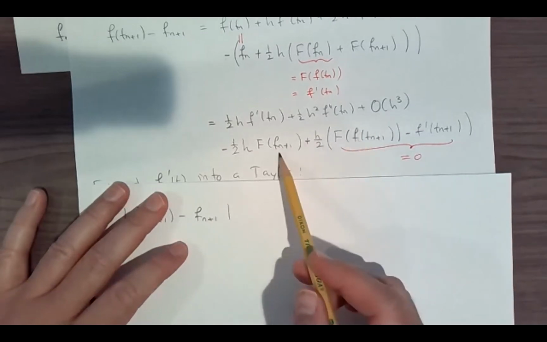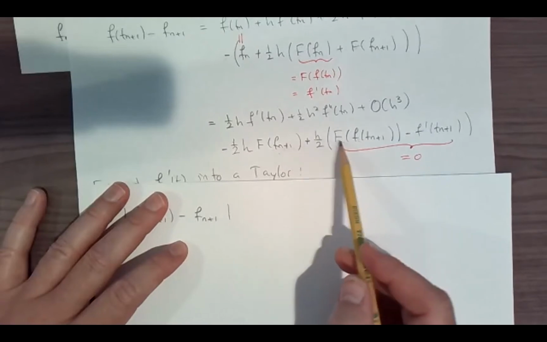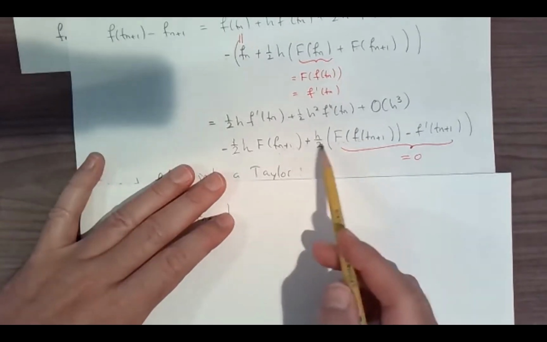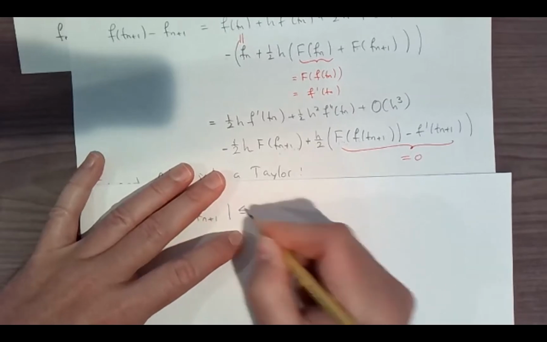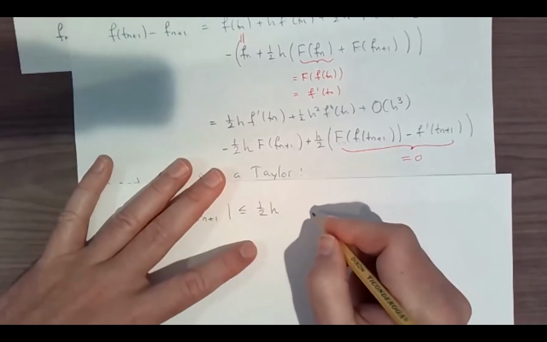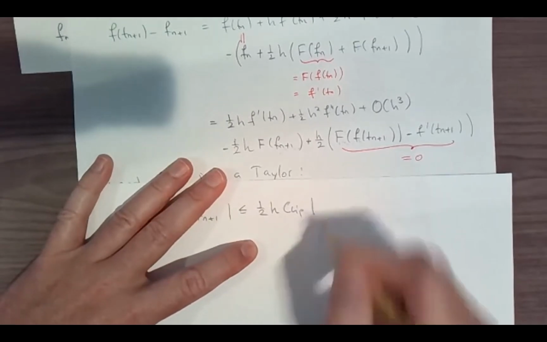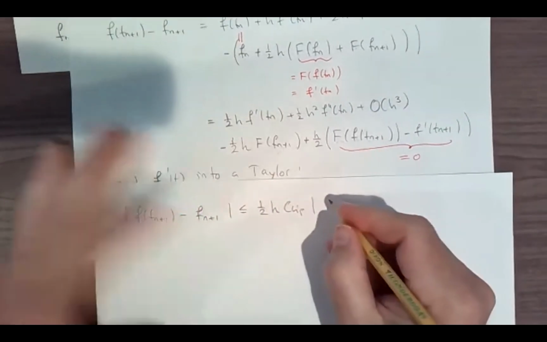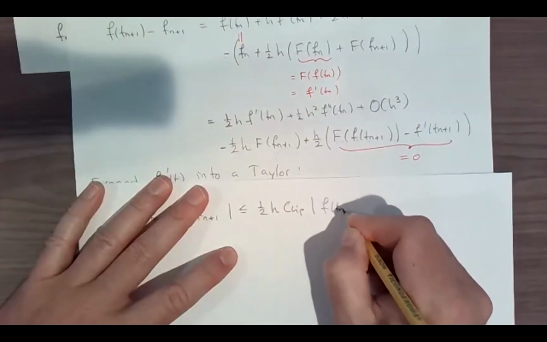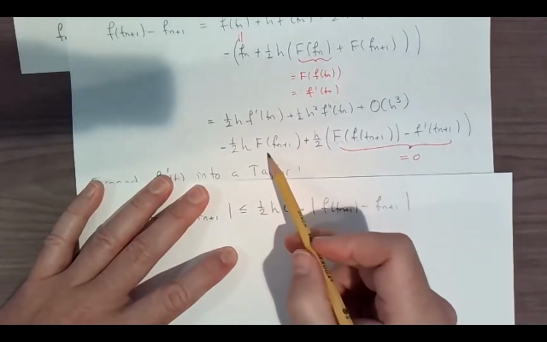What will I get? I will get the Lipschitz feature coming out here. That would be 1/2 h, and then you would have the Lipschitz property, the Lipschitz constant. And then the difference, this would be f(tn+1) minus f_{n+1}. So that was these two terms.